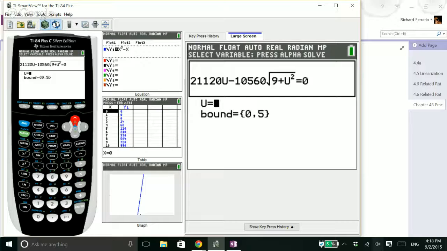Alpha enter. That is root 3, isn't it? Alpha enter. 1.732.